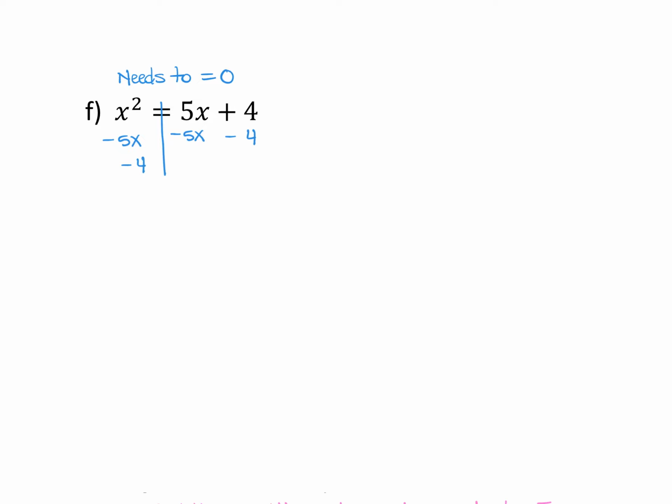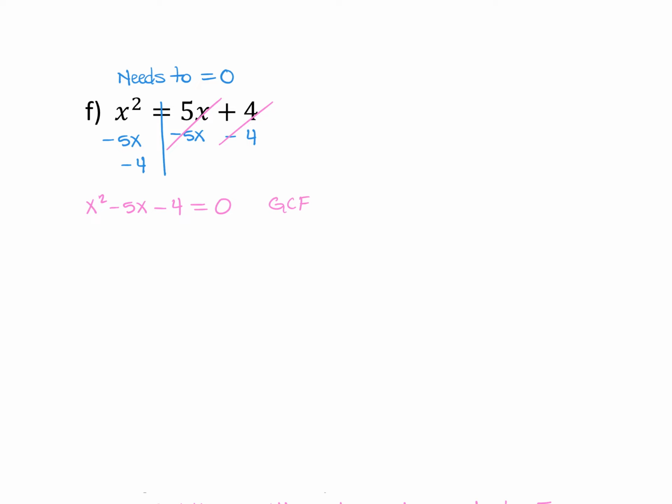And so what that leaves me with is x squared minus 5x minus 4 is equal to 0. The 5x and minus 5x undo each other, become 0. The 4 and negative 4 becomes 0, so the whole thing is 0. Now, because the letter's written twice, we can't solve by square roots, so go straight into factoring.